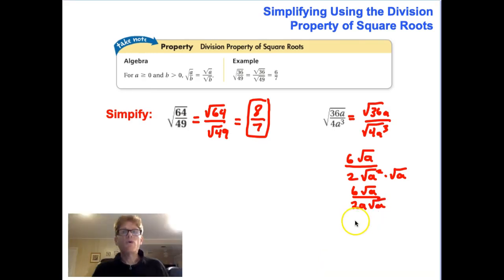Now we are not quite done here. You see, we have some more simplification that we can do. 6 divided by 2 is actually 3. So we can have 3 square root of a on the top.